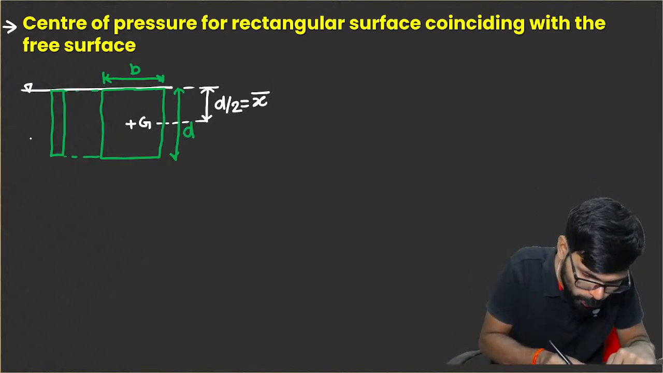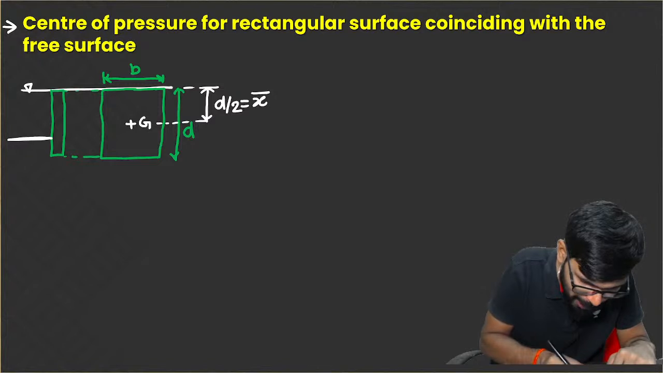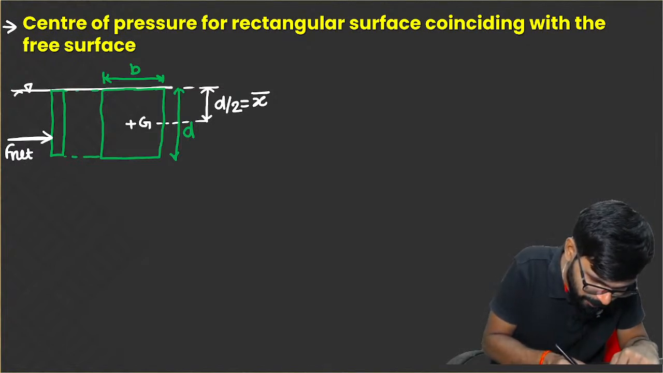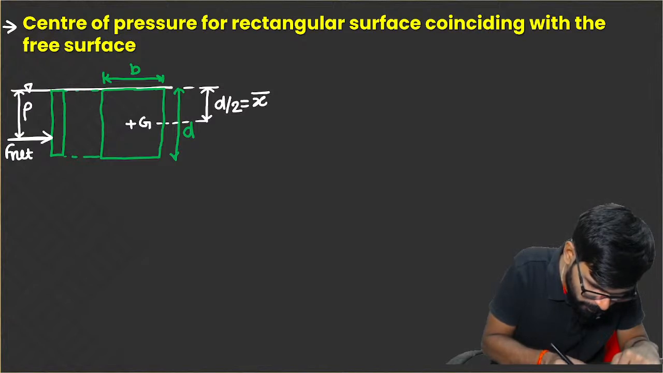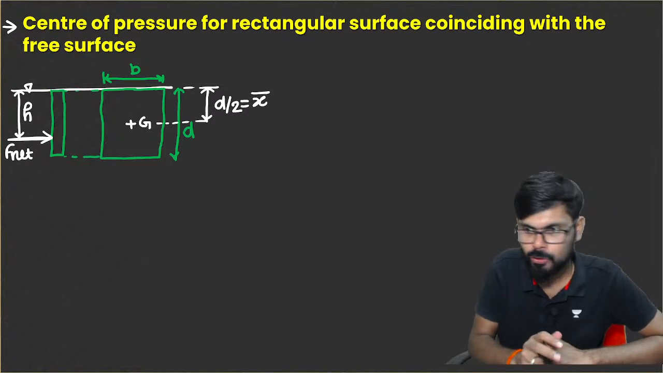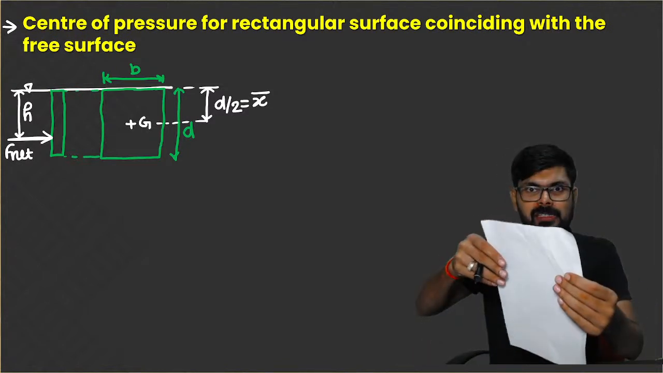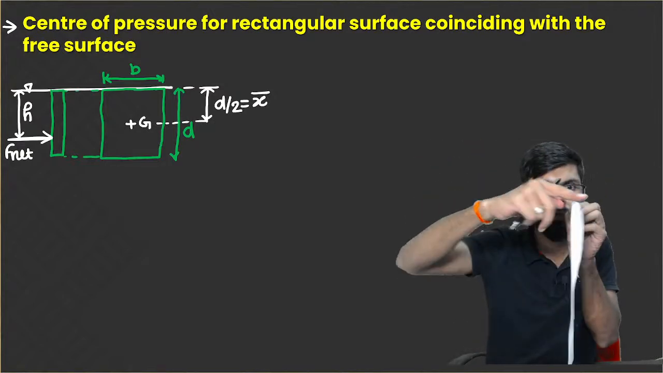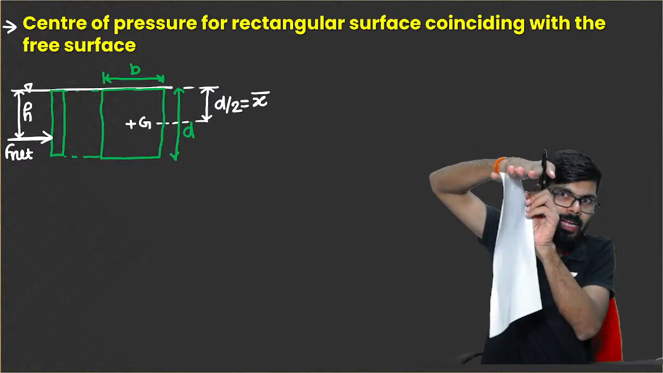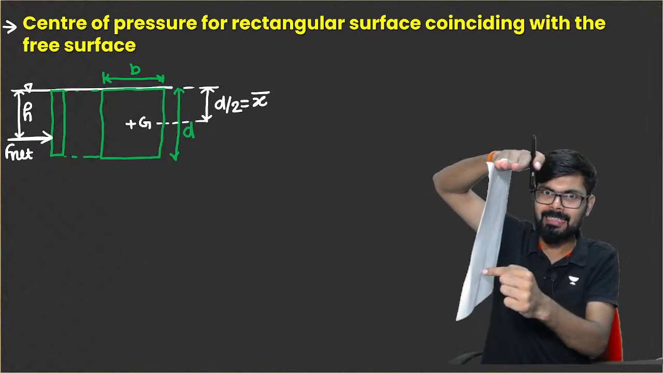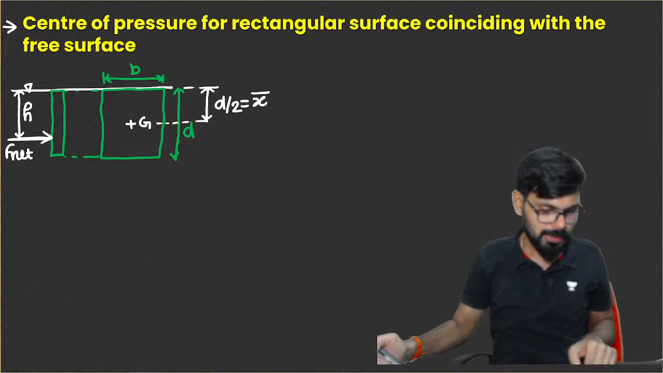But F net is going to act somewhere here, and this distance is basically H. Now that H value we need to find out in this particular case. Suppose this is a plane surface in the water, but the topmost edge is coinciding with the free surface. So obviously half is the center of gravity, but more pressure will act on the lower side. So that's why the F net value is there.